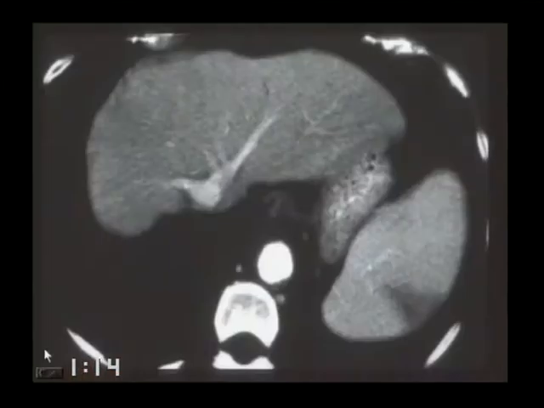Let's take a look at some examples. Here's an incidental hypodensity in CT. It's obvious in the axial plane that it's wedge-shaped. That should be an infarct. Okay, that's sort of an Aunt Minnie. That should be an infarct.